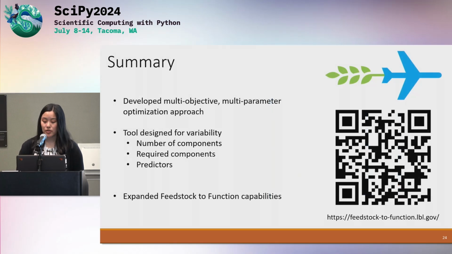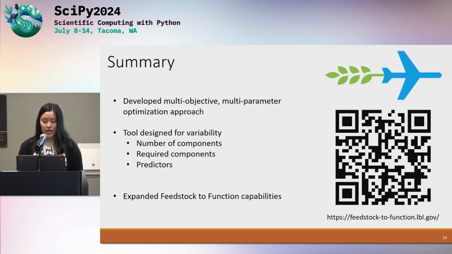But in summary, we developed a multi-objective, multi-parameter optimization approach, and we designed this tool for variability. We can vary the number of components, both on the front end in the number of possible components we're including as an input, and also on the output end where we can specify the number of components to include in our optimized blend. We also included flexibility to require a component and limits at which to restrict that. And then we also include variability by making substitutable predictors.